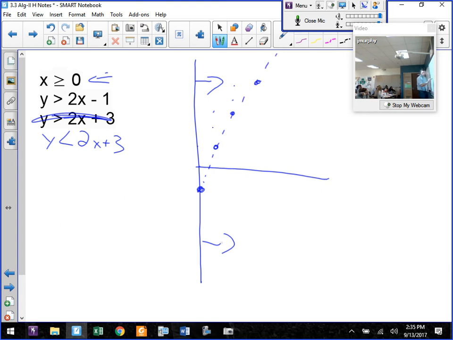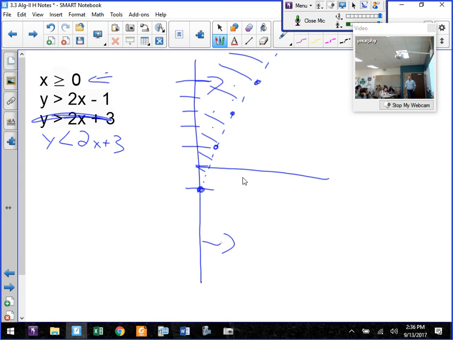So here's 1, 0, 1, 2, 4, 5. I'm just making sure I have my spots on there. And now go in the other direction. Oh, sorry. Shaded. Is 0 smaller than 3? Yes. So that one's going to be shaded coming inward here. Okay. Shaded inward there.